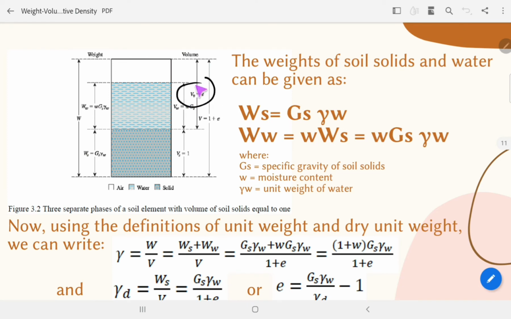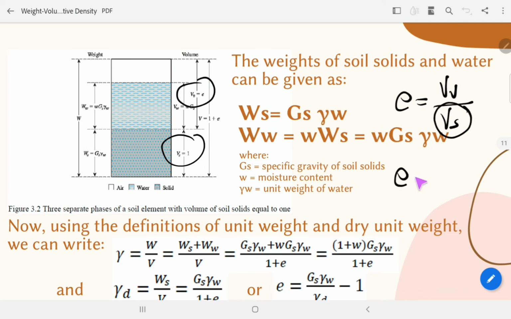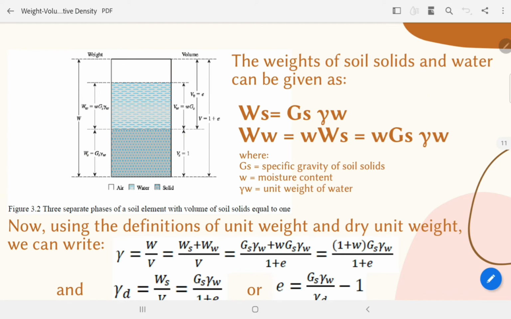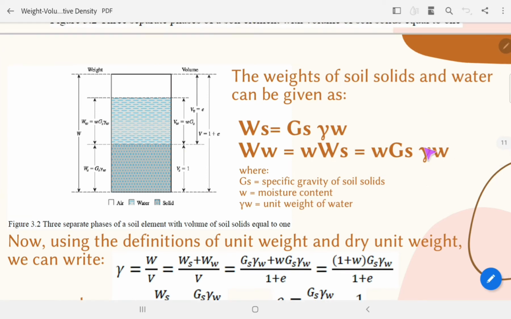Now, you might ask me, how come? If you can remember a while ago, we learned that the void ratio is the volume of the voids with respect to the volume of the soil solids, right? And if we equate this as 1, therefore, e is just equal to the volume of the voids. We can get the weights of soil solids and water, as you can see here, where GS is the specific gravity of soil solids, omega is the moisture content, gamma W is actually gamma sub W.